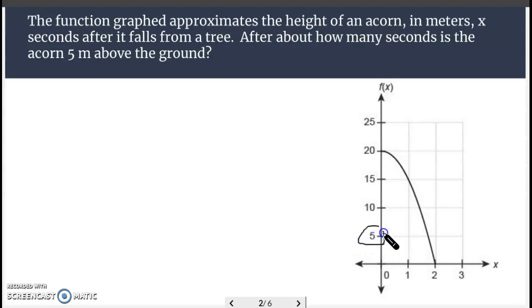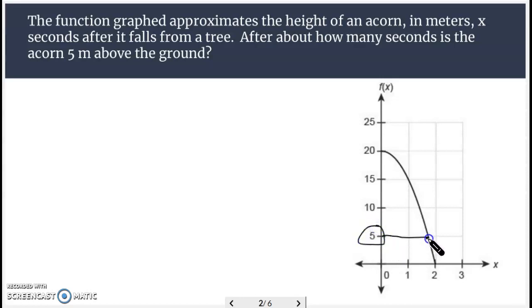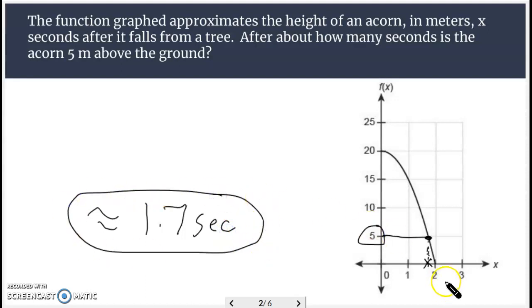So we're just going to look at the 5 meters here, go across, and it appears to happen right here. And if we follow that down, about right here, a little bit less than 2 seconds, maybe 1.7 seconds. 1.7 seconds is when the acorn is exactly 5 meters above the ground. It starts at 20 meters, and then after 2 seconds it hits the ground.